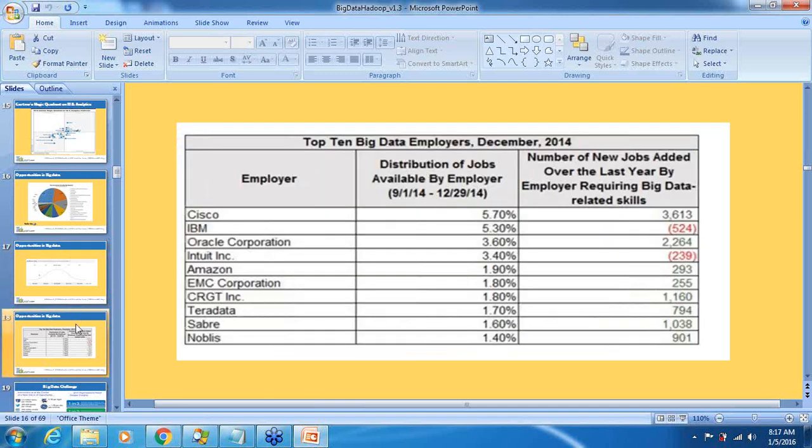It is very good to see all the top 10 big data employers, as per 2014 statistics. You can see all big companies, all big MNCs, who are actually adapting or hiring big data related scientists. It's huge in demand.